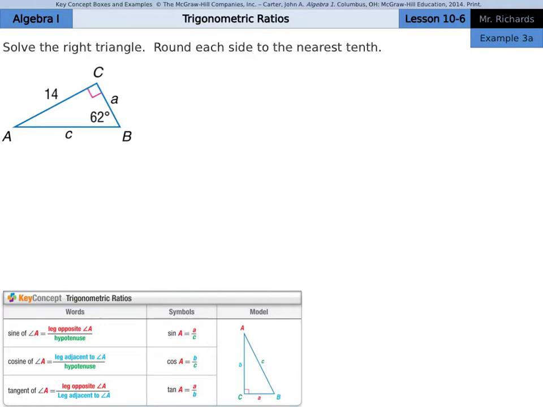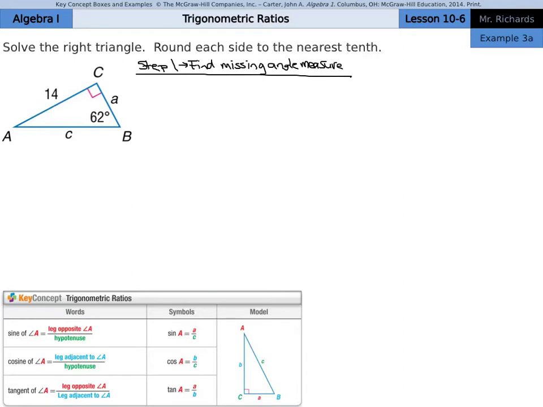And now comes the heart of these examples today. Solve the entire right triangle, round each side to the nearest tenth. Well, our first step, step 1, is to find the missing angle measure. It's going to be the first thing that we want to do, find the missing angle measure.